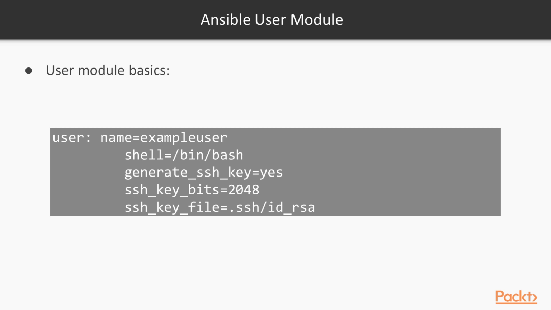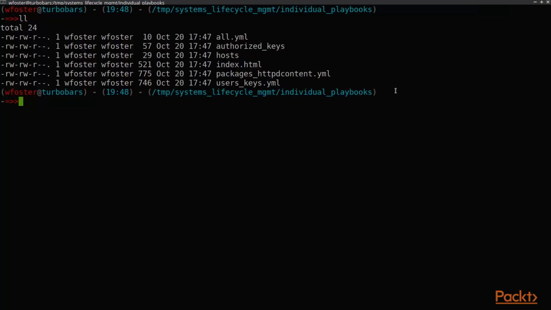Okay, so let's look at the basic construct of the user module with Ansible. The syntax is pretty simple. You're going to define the name of the user. You're going to define a shell that you want. You can also specify if you want to generate your own SSH key, as well as some aspects of that SSH key, like the encryption strength and the actual name of the key. Okay, so let's take a look at what that looks like in code.